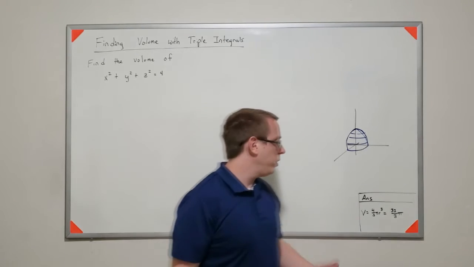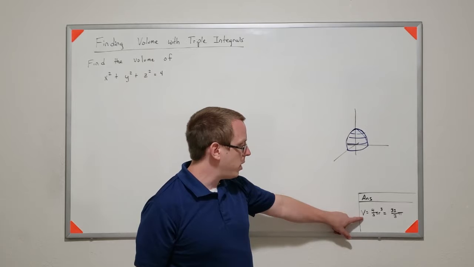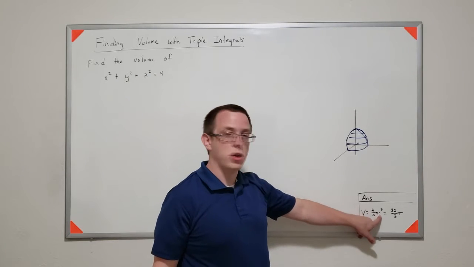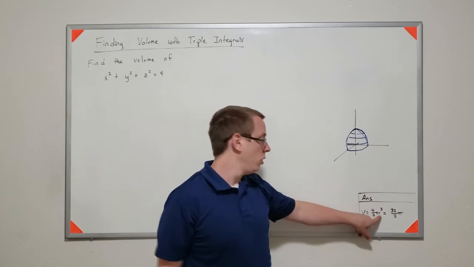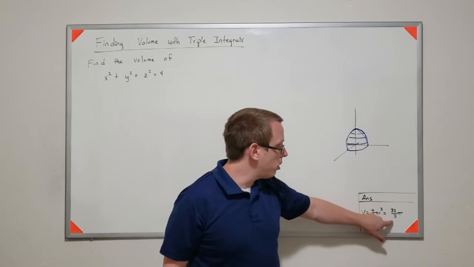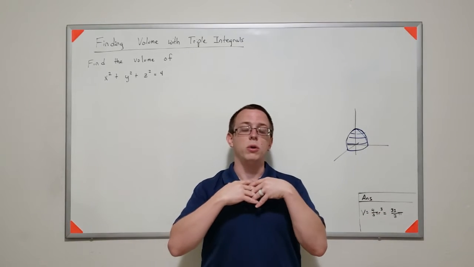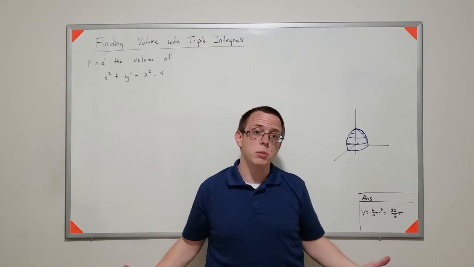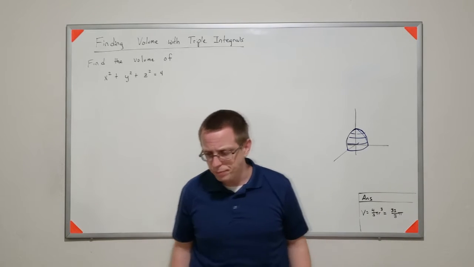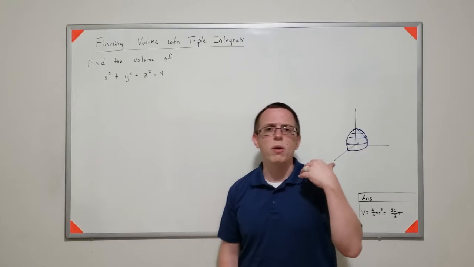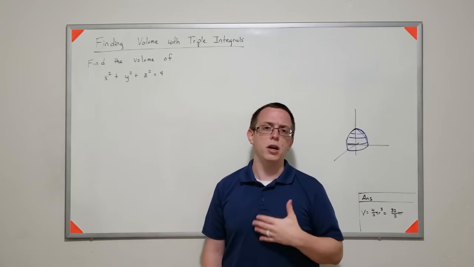If you think about the volume of a sphere, it's 4/3 pi r cubed. In this case, r is 2, r cubed is 8, so that's 32/3 pi. So if we get that answer, we can be reasonably sure that we've done this correctly. So we want to say, okay, how can we do this using the idea of a triple integral?